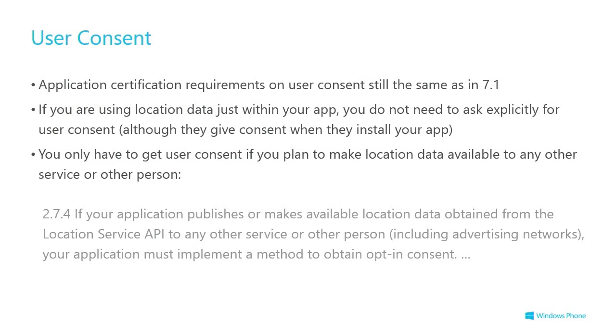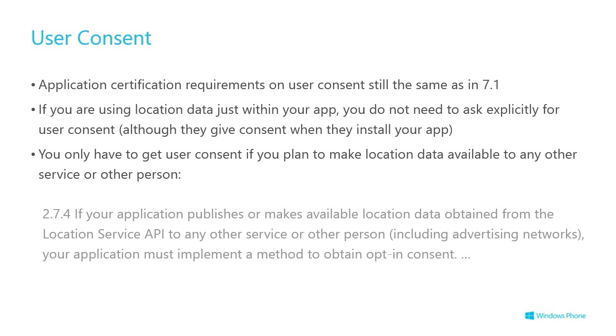Just a quick reminder about user consent. If you're just using location data that you get with these classes just within your app, you don't need to ask explicitly for any user consent. And I'm sure you've all seen this if you've got a Windows Phone: when you download an app from the store, if it's got the location capability, at the point of purchase you get a dialog coming up saying, this phone may make use of your location data. Do you accept this? So you have to accept at the point of sale. And that's sufficient if you're only using that location data within your app.